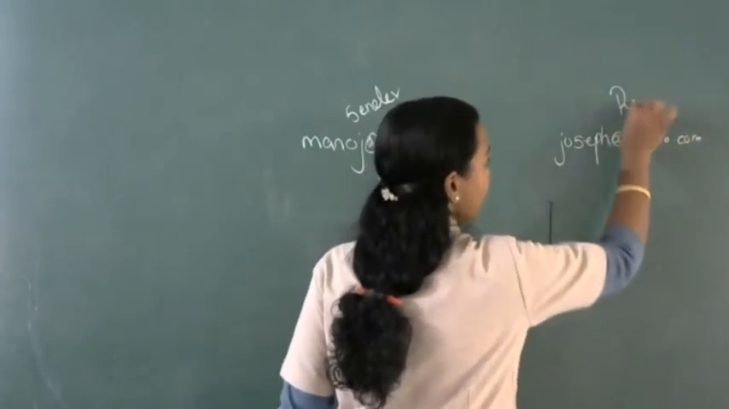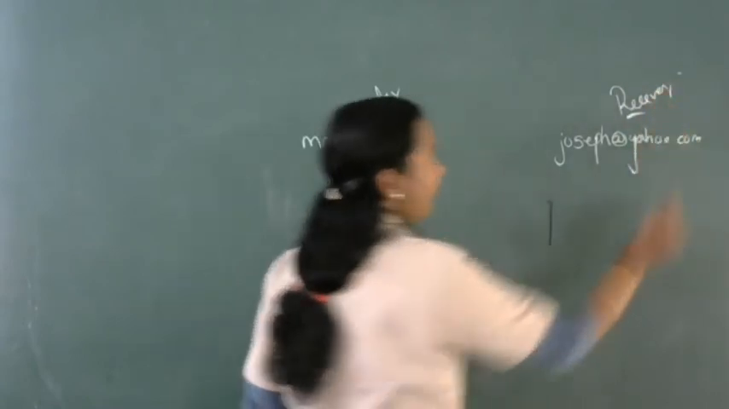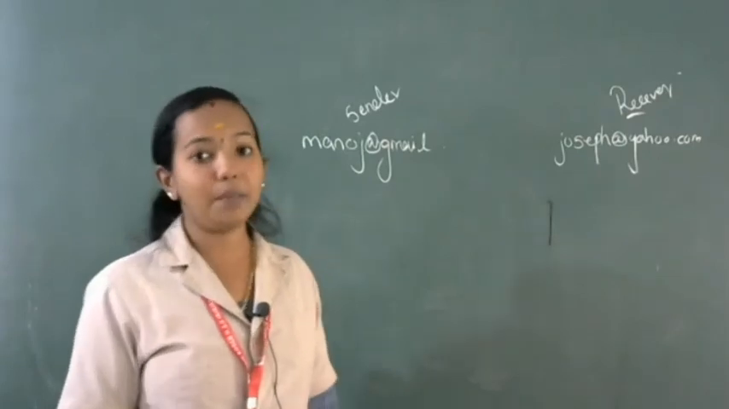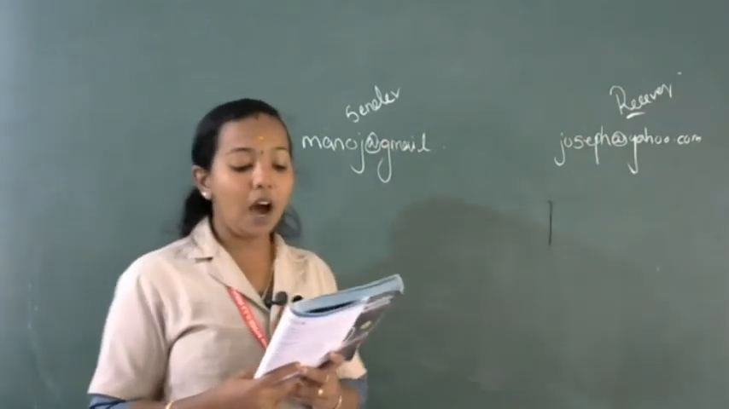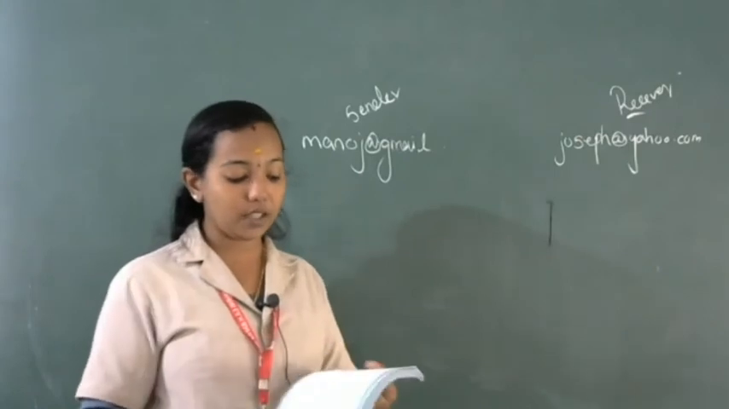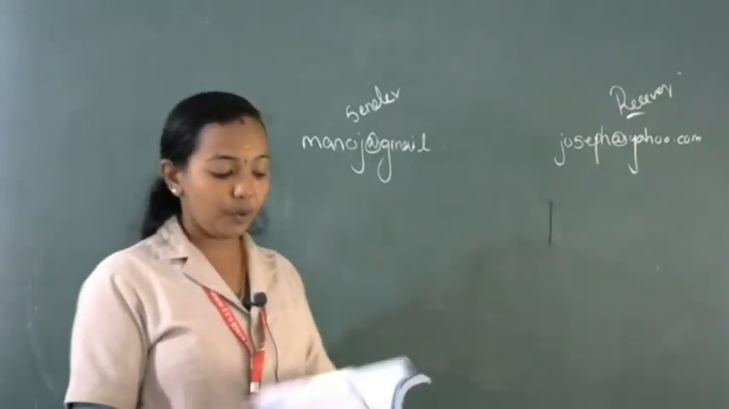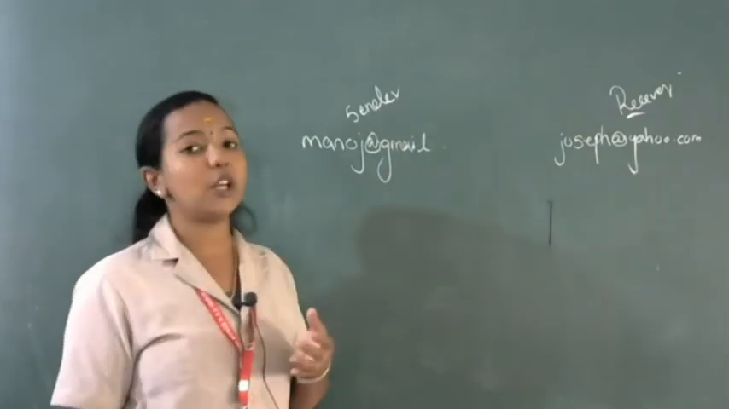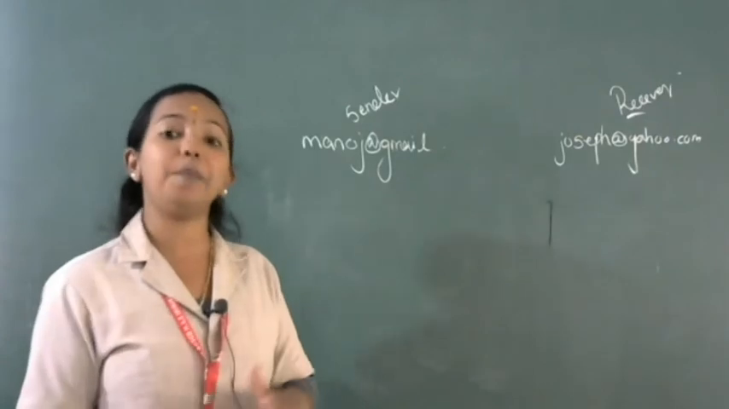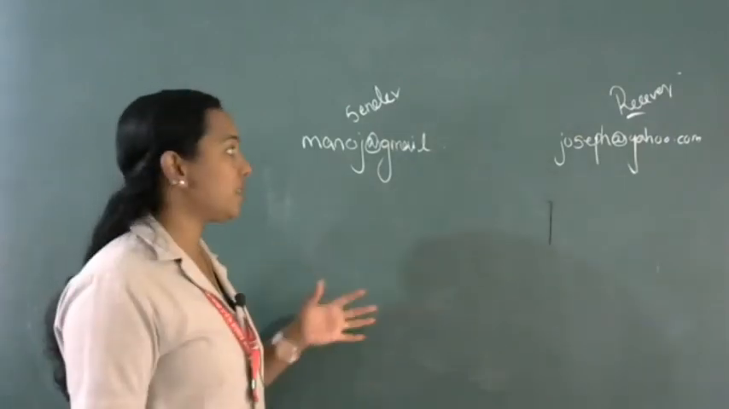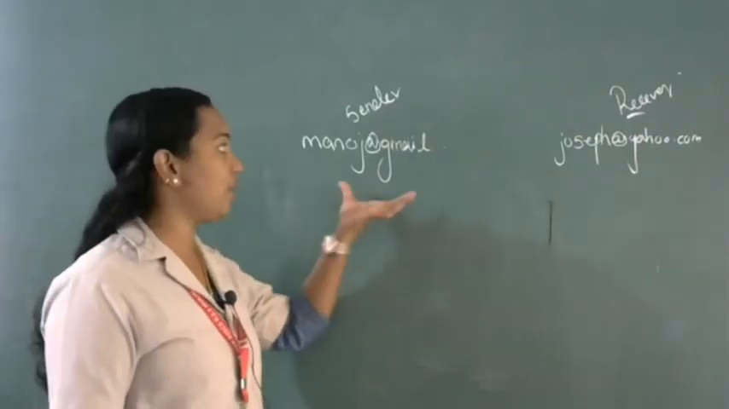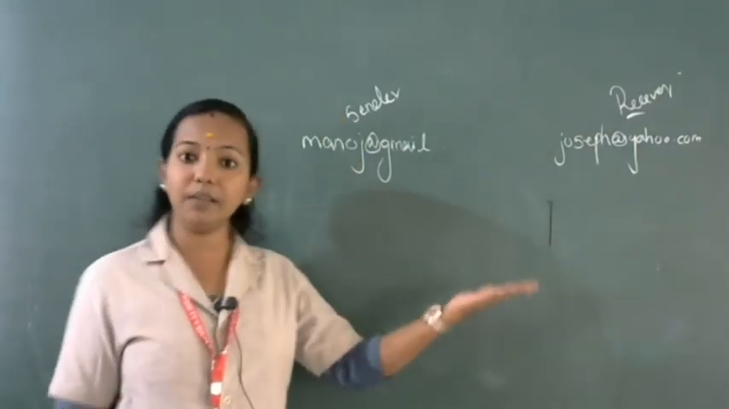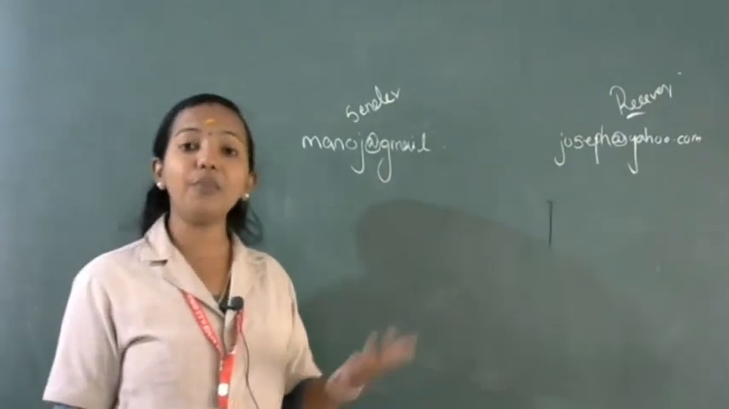Okay, so this is the receiver. Sender and receiver both are present. Then the question is, how is the email sent from Manoj's computer to Joseph's computer? When we are sending a message from manoj@gmail.com, Manoj is using his own PC for sending the message. The question is how the message is sent from Manoj's computer to Joseph's computer. They may be in different places, in different countries also. So how is it happening?